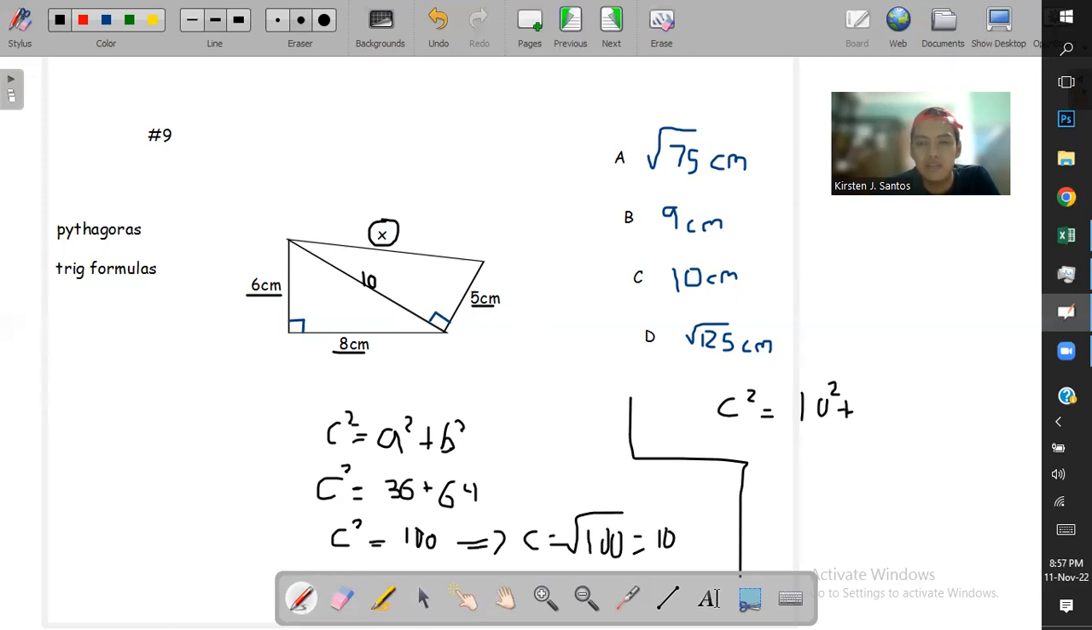so 5 squared. So we have c squared is equal to 100 plus 25.